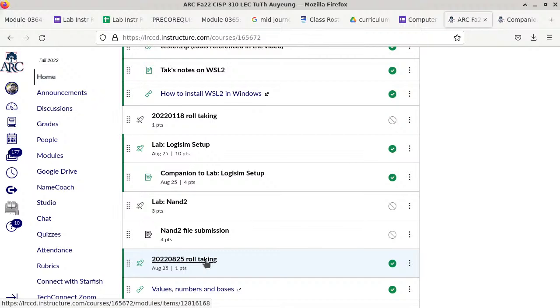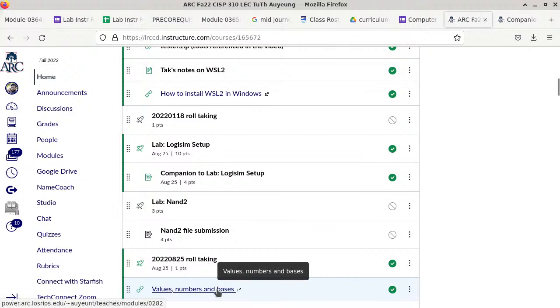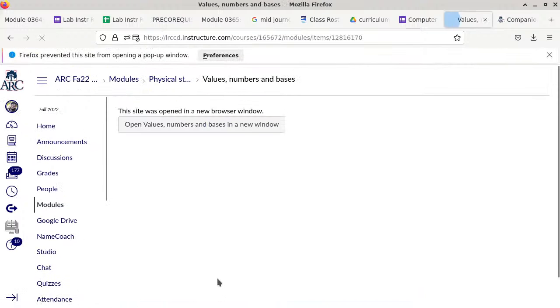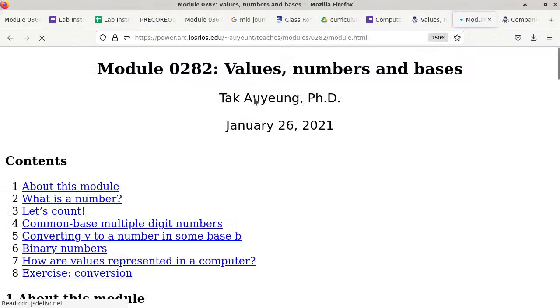Okay, so now we are moving on to the next module, which is right here, values, numbers, and bases. As I said a little bit earlier, this is a heavy-duty module, and that's why you may need to take notes. Well, that's actually kind of a joke, because base conversion is easy. I said it was complicated just to get your attention, but you already know how to do it.